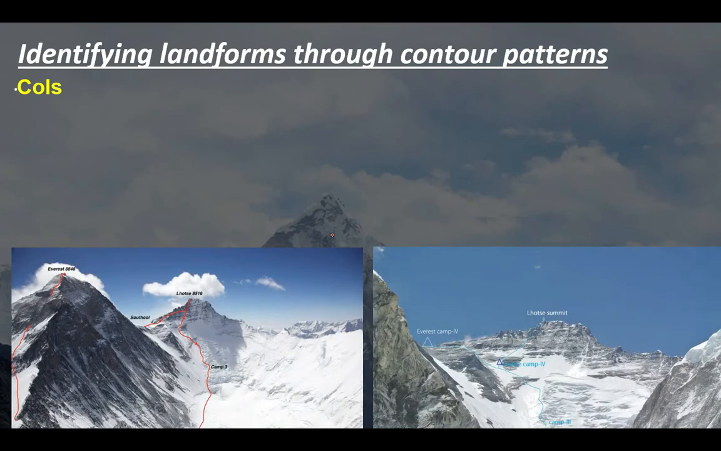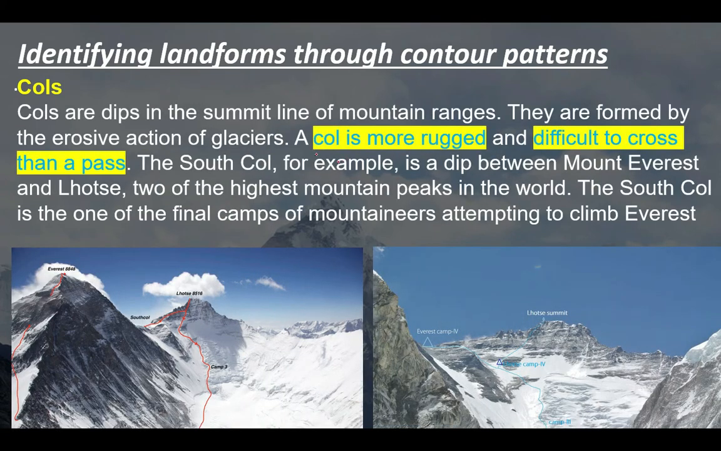Next, cols. What is a col? Cols are dips in the summit line of mountain ranges. They are formed by the erosive action of glaciers. The col is more rugged and difficult to cross than a pass. A pass we can easily cross, but a col is also just like a pass, only very rugged and a little more difficult to cross. The South Col, for example, is a dip between Mount Everest and Lhotse.